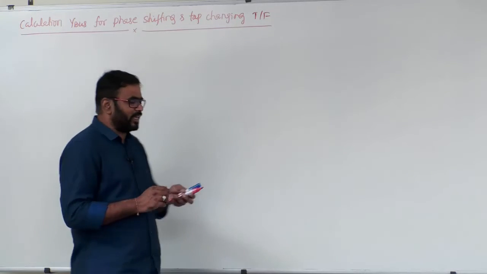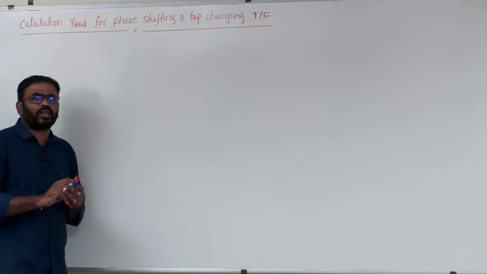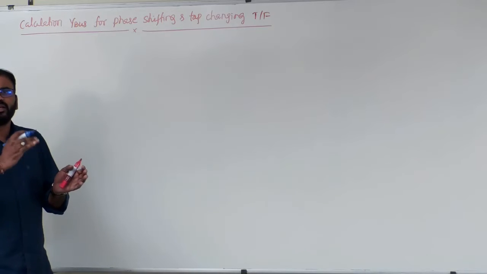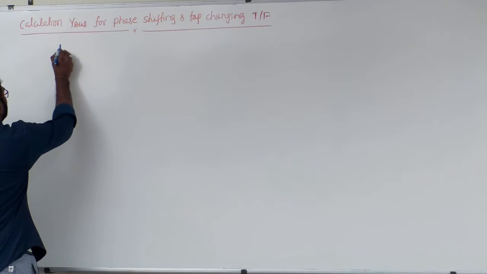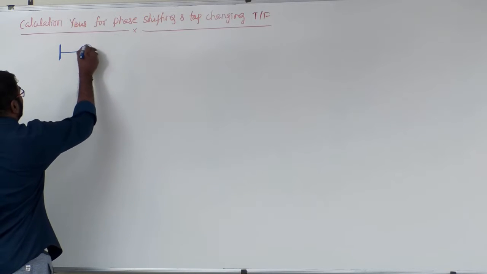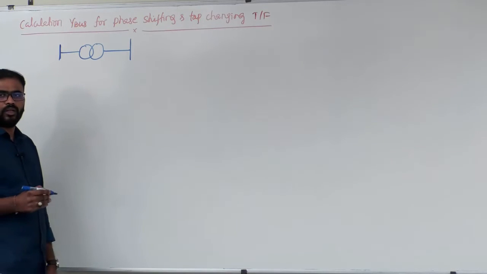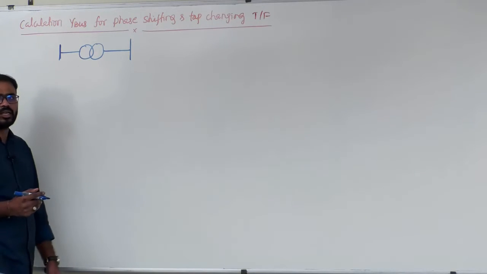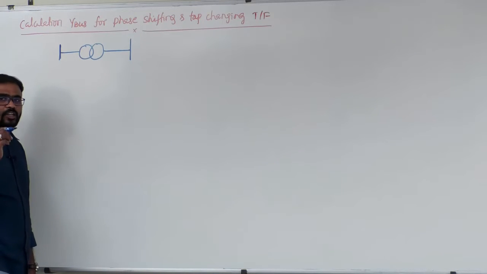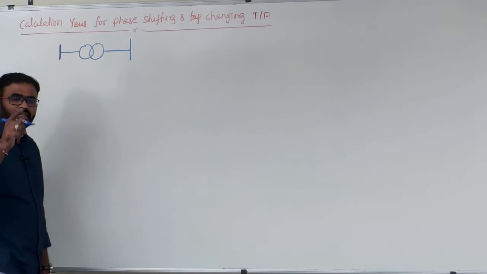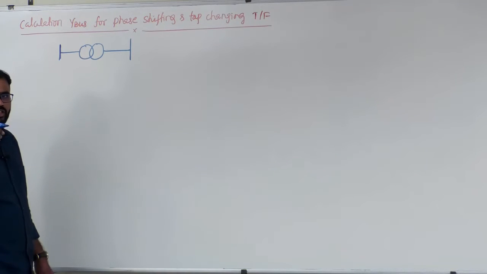For example, let's say there is a transformer. It might be a tap changing transformer or a phase shifting transformer connected between the ith bus and the jth bus, with the tap setting equal to T, otherwise the transformation ratio equal to A. But there is a difference between tap setting and transformation ratio.